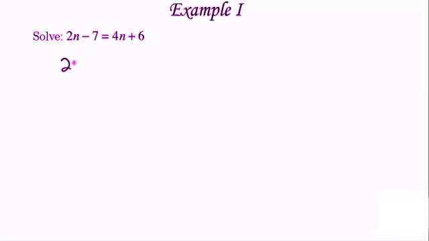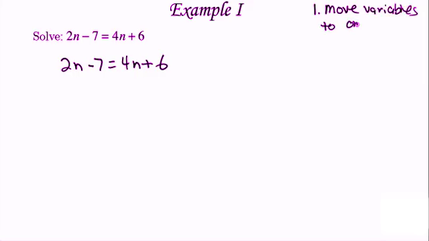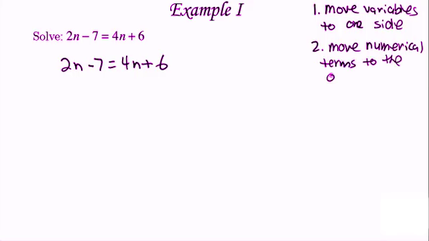So this is our first example, solving using multiple steps and having a variable on both sides. I'm looking at this, 2n minus 7 equals 4n plus 6. Remember, what I want to do is move all the expressions with variables in them to one side, and move numerical terms to the other side.